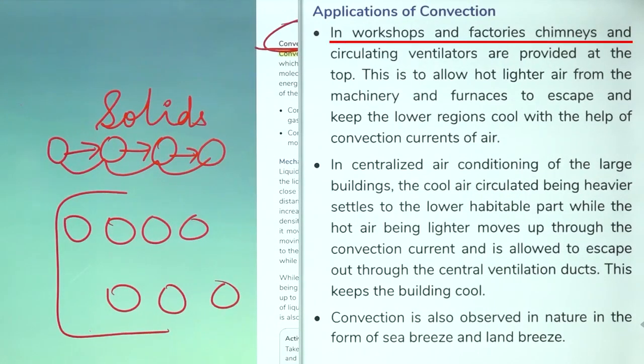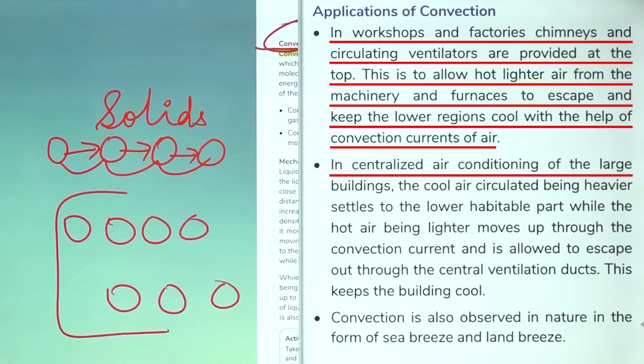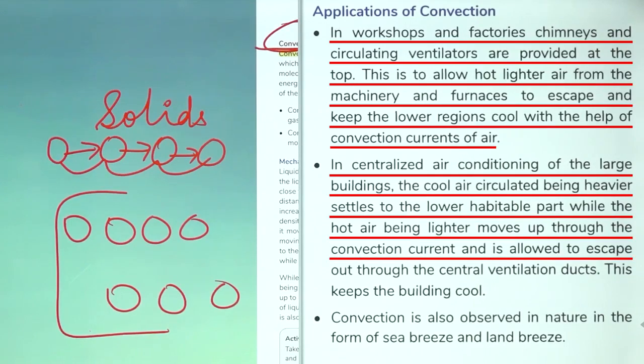In workshops and factories, chimneys and circulating ventilators are provided at the top. This is to allow hot, lighter air from the machinery and furnaces to escape and keep the lower regions cool with the help of convection currents of air. In centralized air conditioning of large buildings, the cool air circulated, being heavier, settles to the lower habitable part, where hot air, being lighter, moves up through the convection current and is allowed to escape out through the central ventilation ducts. This keeps the building cool.